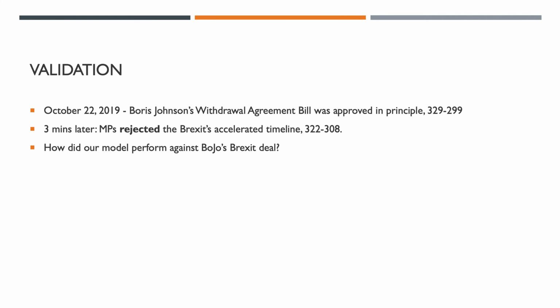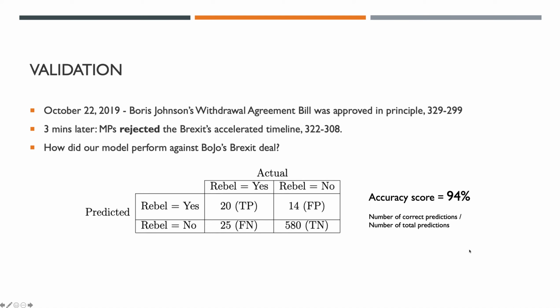We also took the study a step further and validated it using an actual event. So in October 2019, which is 6 months after our study, there was a Brexit deal that was passed in Parliament by Boris Johnson, and it was agreed to in principle but ultimately rejected by a vote of 322 to 308. And using our rebellion score metric, we predicted who among the MPs would rebel on this deal. And as you can see here in our confusion matrix, the accuracy score of our classification is above 90%.